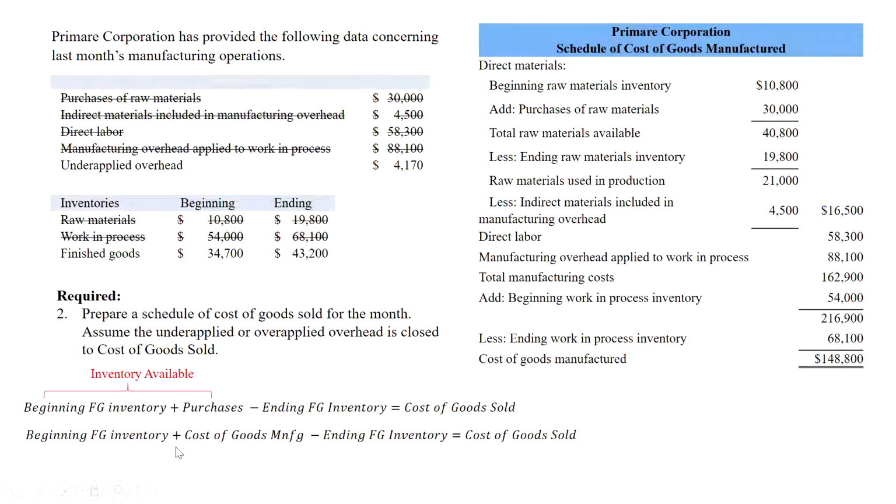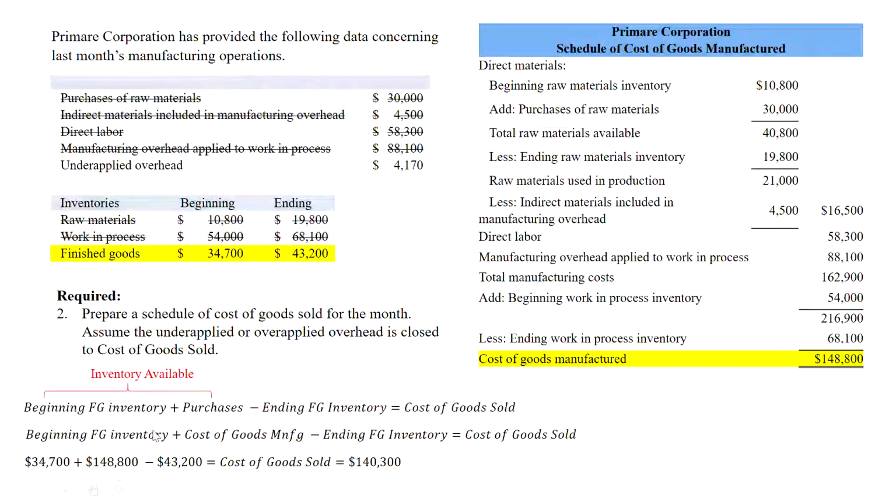Still beginning finished goods. It's not purchases. Now it's cost of goods manufactured. So all the raw material, labor, and overhead that I added into complete units for the period, minus ending finished goods, we still call it cost of goods sold. So I'm just tweaking this a little bit. Again, I'm highlighting the information that I need here. I've got the beginning and ending balances of finished goods. I already calculated cost of goods manufactured.